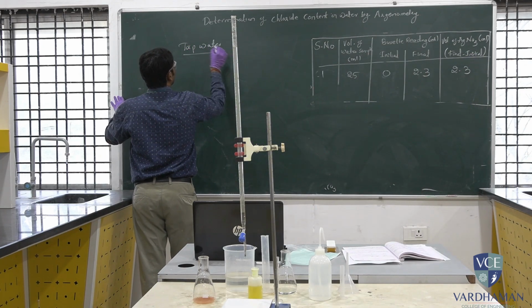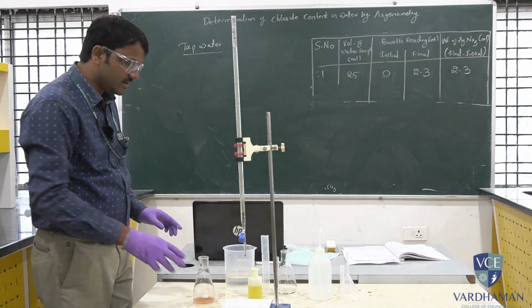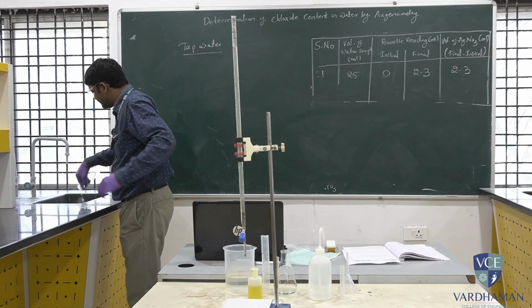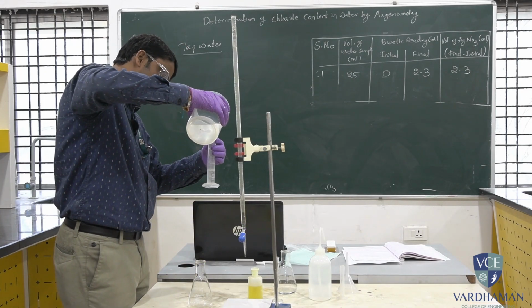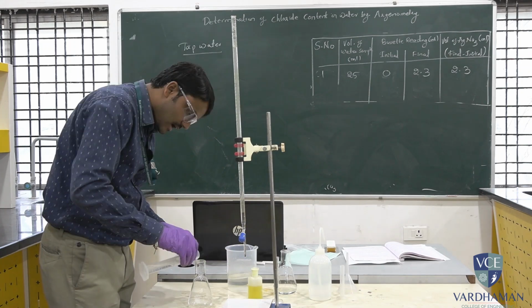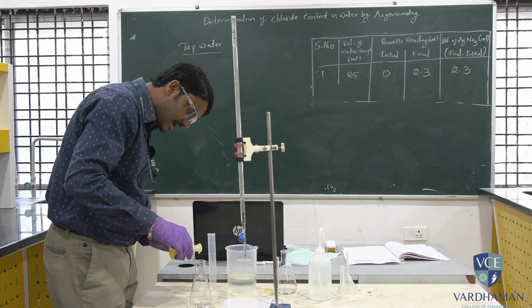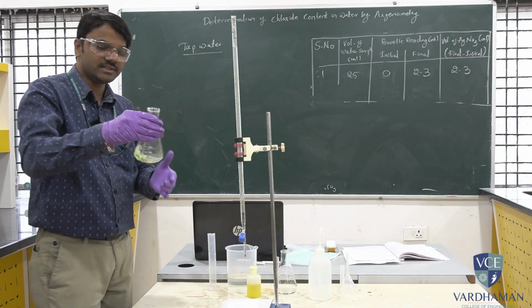Okay. Now again the same titration is repeated until we get two concordant values. We already know that; the same experiment we are going to repeat. Take 25 ml with the help of a measuring jar, add it into the conical flask, and add a few drops of indicator. Now the solution color is yellow.